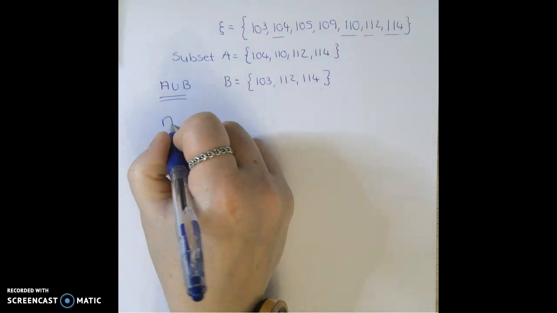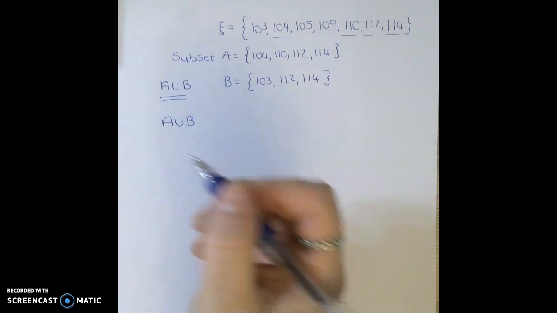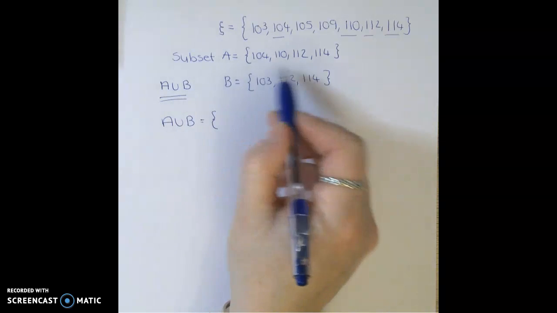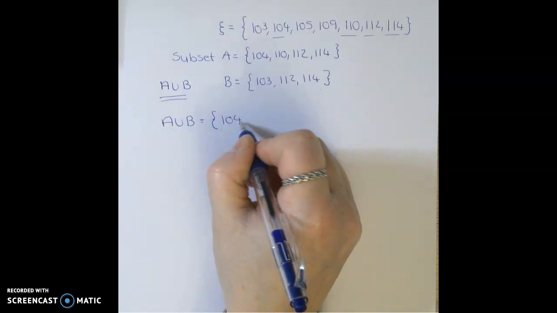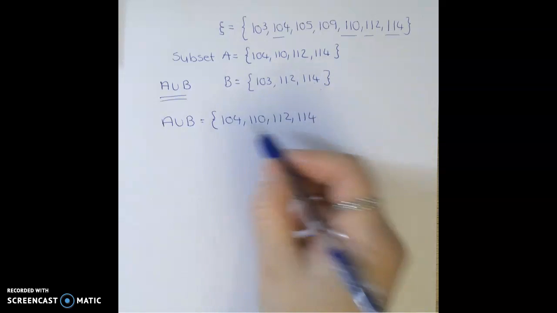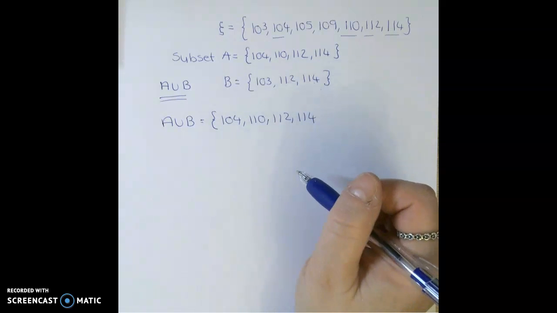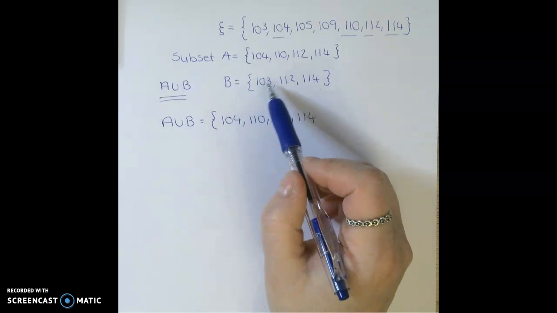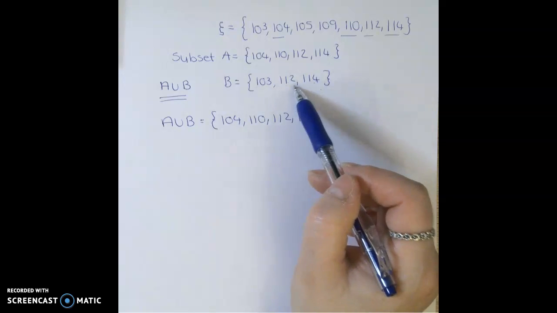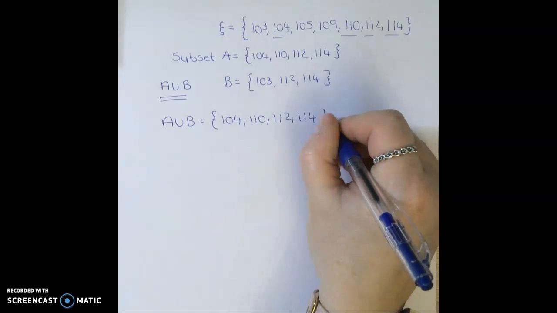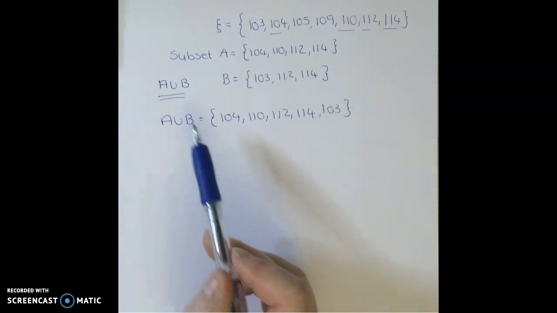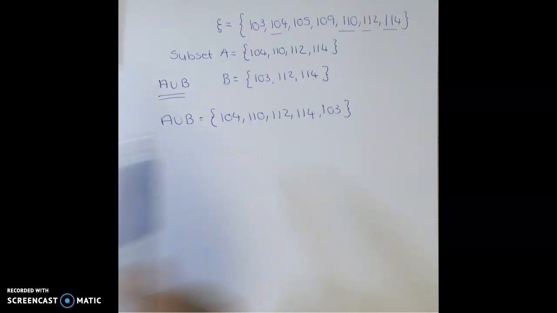So our new set, A union B, equals all the numbers that are in A, so that's 104, 110, 112 and 114, and also the numbers that are in B, but we don't duplicate these ones. So it's just 103. And that is our new subset of A union B.